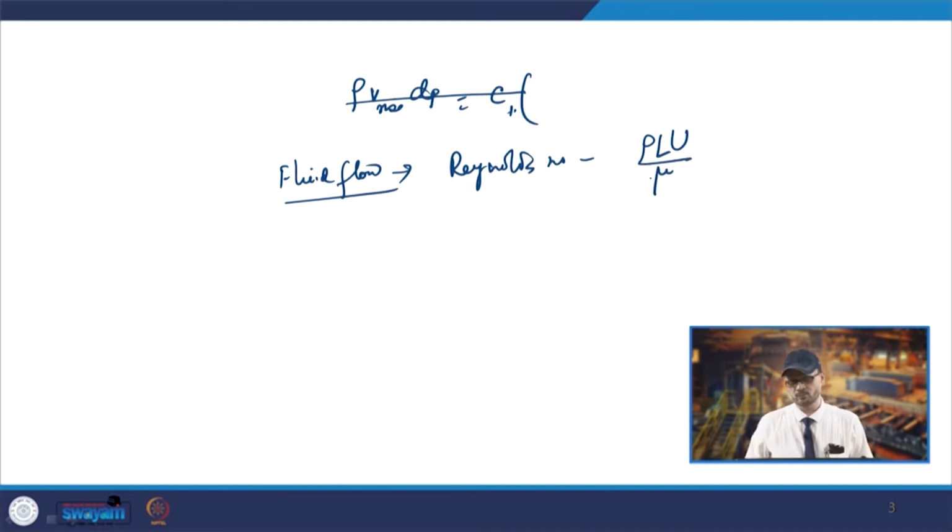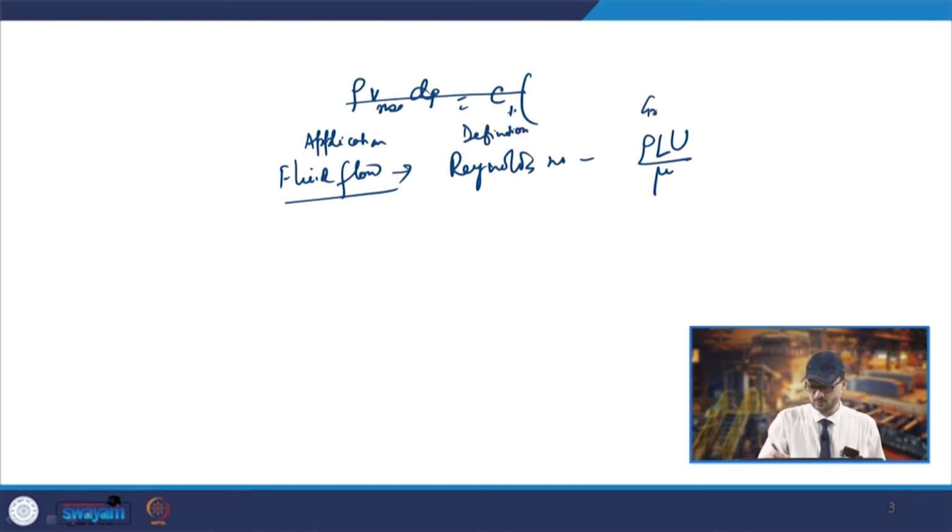So, that is how you have this dimensionless number group. This is your application, and that is how you define it. So, this is your definition, and this is the group.